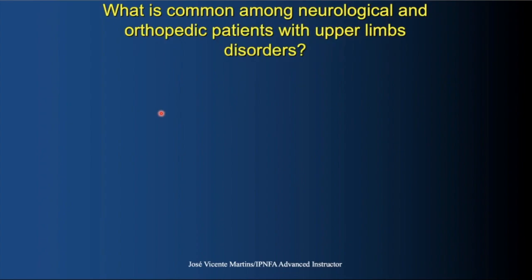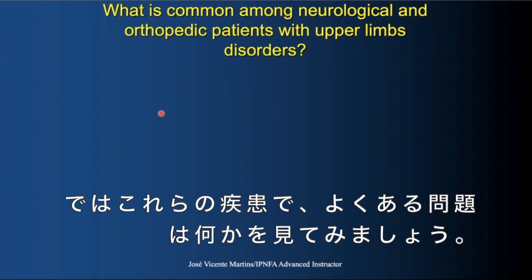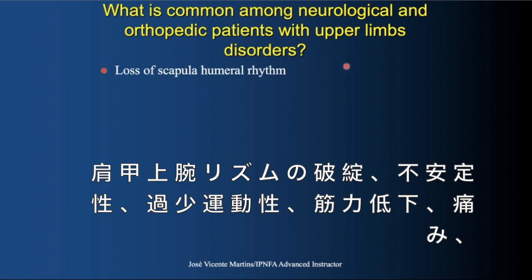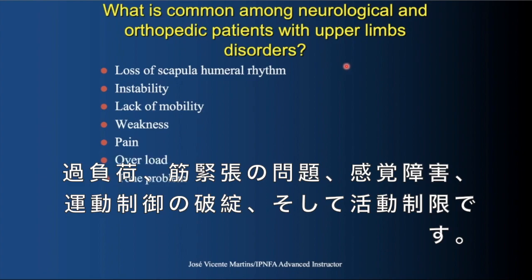What is common among neurological and orthopedic patients with upper limb disorders? We know that some patients have loss of scapulohumeral rhythm. Some patients can present instability, lack of mobility, weakness, pain, overload in some joints, tone problems, sensation problems, lack of motor control, and also activity limitations.